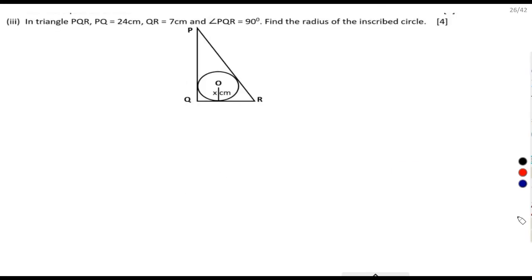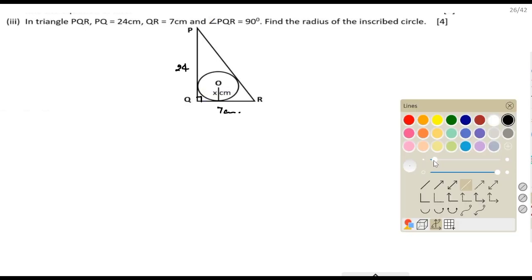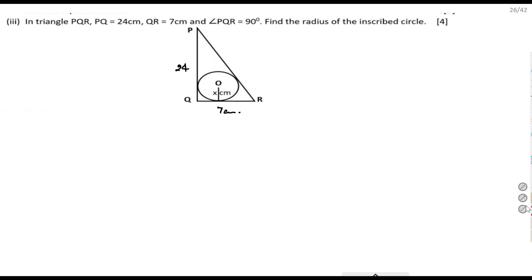Third part, in triangle PQR, PQ 24 centimeter, QR 7 centimeter, angle PQR 90 degree, find the radius of the inscribed circle. We have to find this x. Suppose we draw this radius, then this angle is 90 degree given in the question.